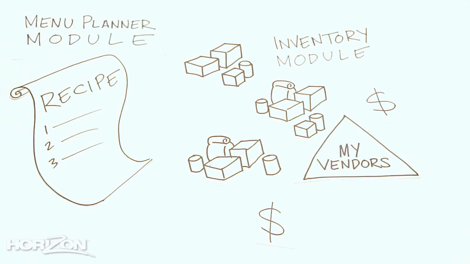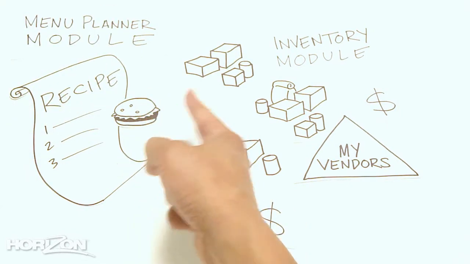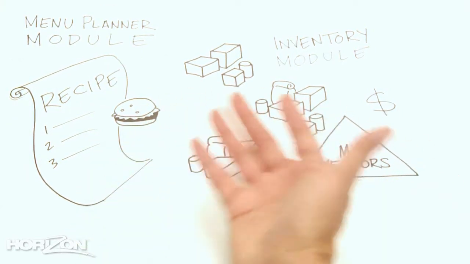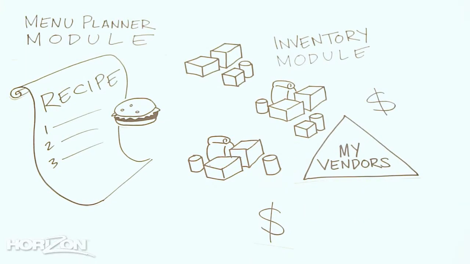From the menu planner side, the software looks at the exact amount of each ingredient being used to calculate its cost based on what the vendor charges you for the bag, bottle, jar, or box that it comes in.